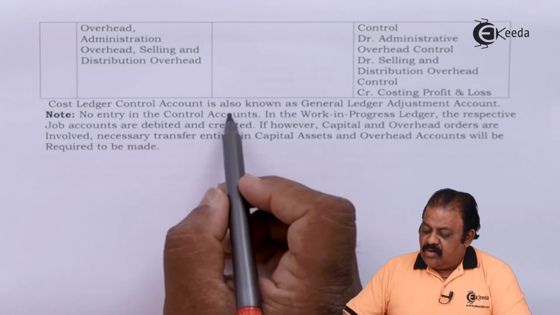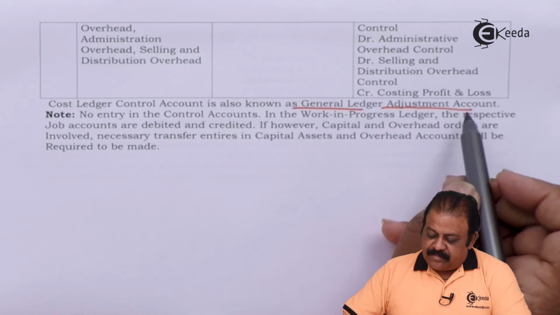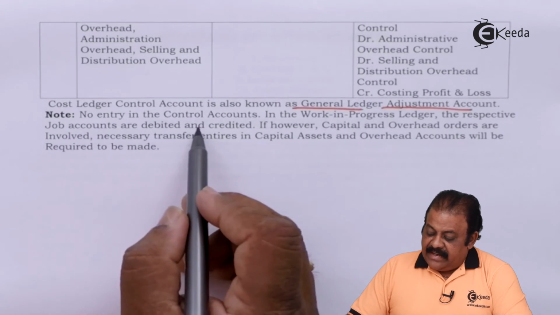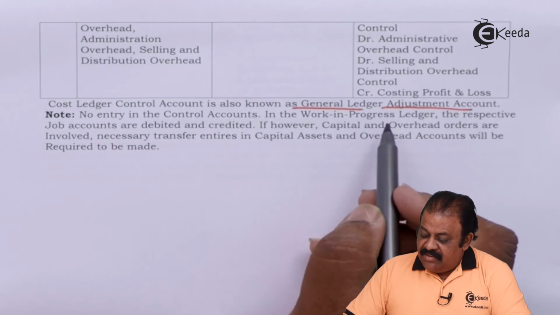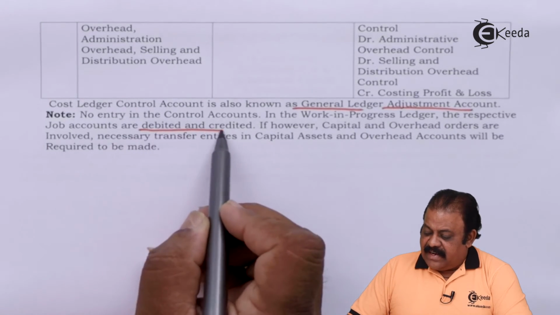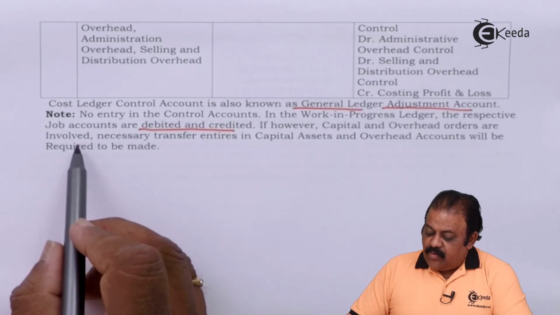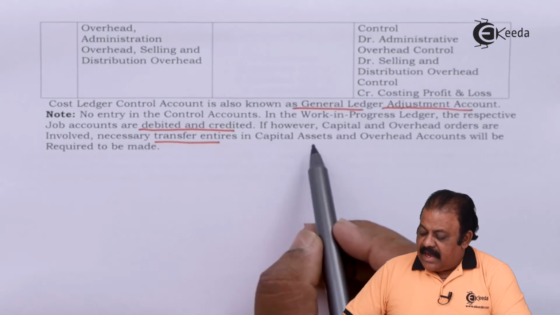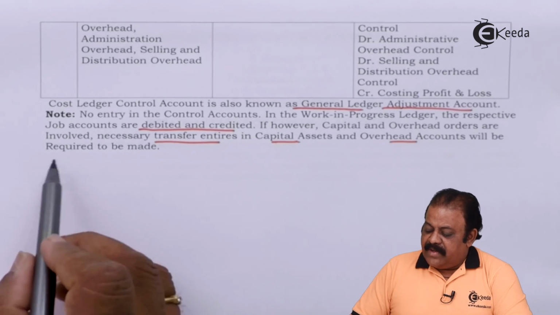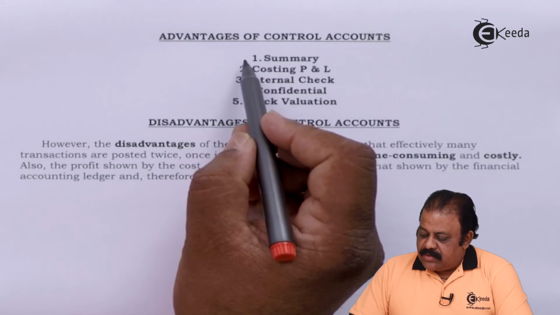Cost ledger control account is also known as general ledger adjustment account. No entry in control accounts. In work in progress ledger, the respective job accounts are debited and credited. If however capital and overhead orders are involved, necessary transfer entries in capital assets and overhead accounts will be required to be made. What are the advantages of control account?